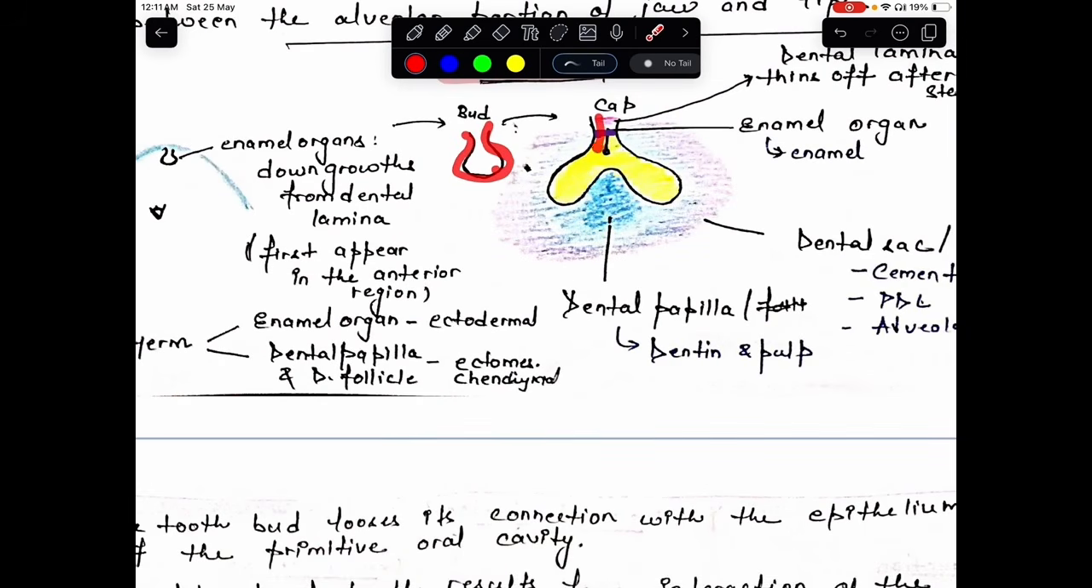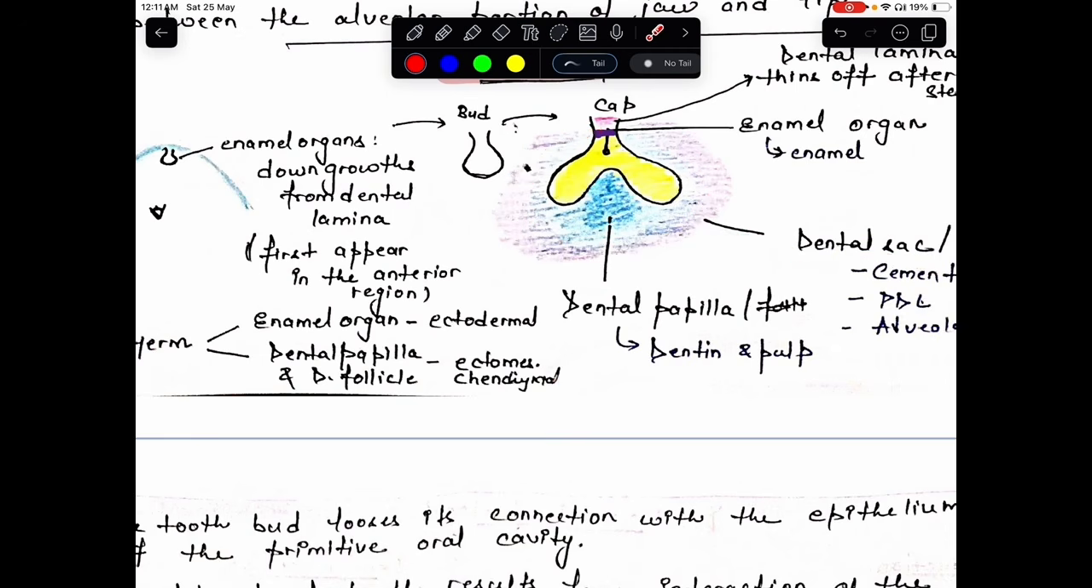This was a bud-like thing. Then the enamel organ grows into a cap-like structure, and the ectomesenchymal cells that stay in this cap-like area are very dense. They have a lot of fibers and other things, and this becomes the dental papilla. The area surrounding the whole enamel organ becomes the dental sac.